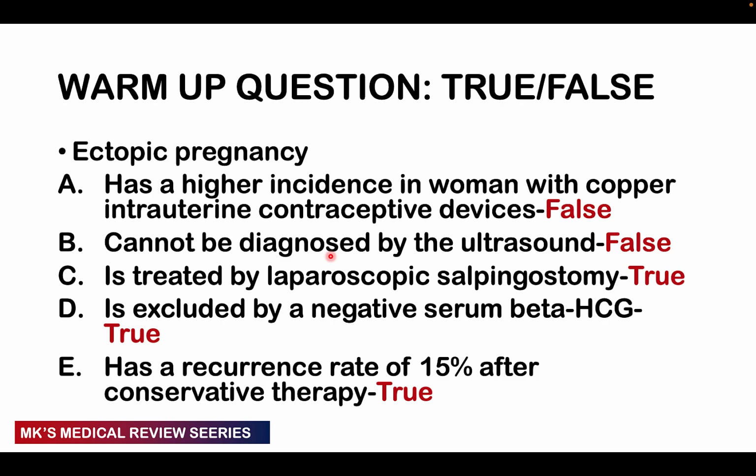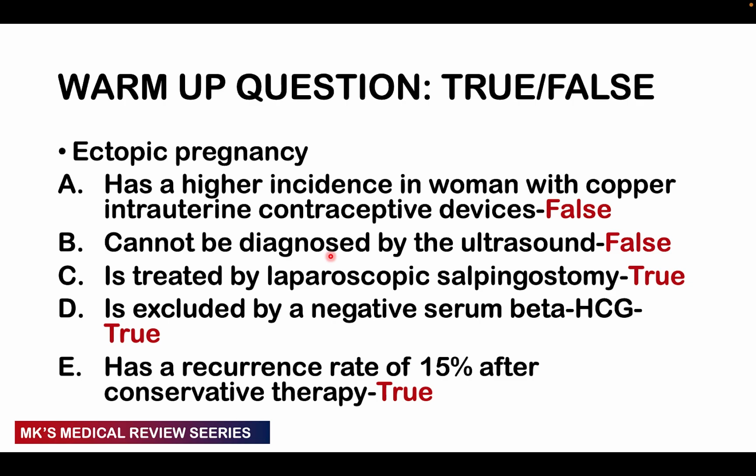Coming back to our warm-up question, A, ectopic pregnancy has a higher incidence in women with copper intrauterine devices. That's false. B, cannot be diagnosed by ultrasound. That's false. It can. C, is treated by laparoscopic salpingostomy. It can be. D, is excluded by a negative serum beta HCG.